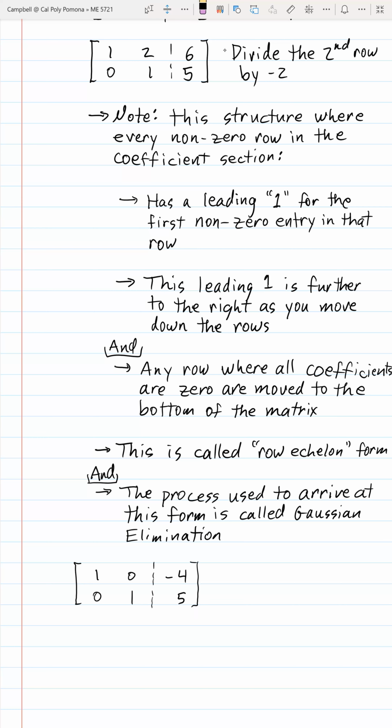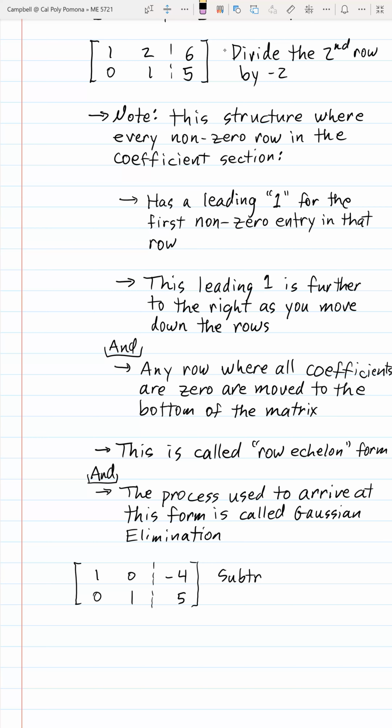Now, clearly, if I take that 1 and say that represents what's multiplying x, so I get x plus 0y is equal to -4, obviously, then that means that x is equal to -4. And then 0x plus 1y, otherwise just known as y, is equal to 5. That means that my solution can just be read off of this as -4 for x and 5 for y. So you can see the convenience of this particular form.